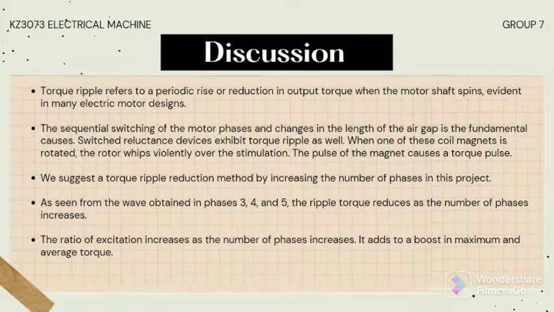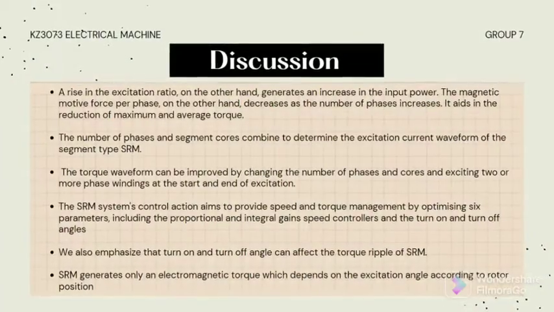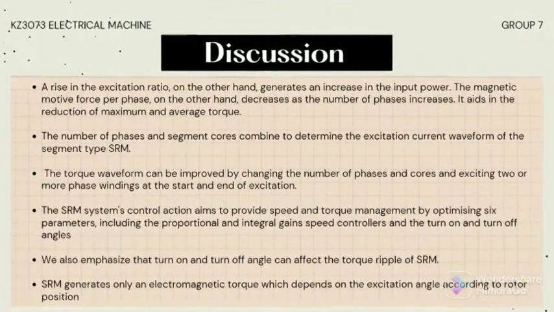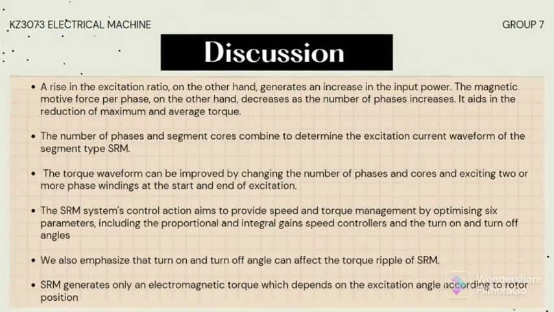Next, we suggest a torque ripple reduction method by increasing the number of phases in this project. As seen from the waves obtained in phases 3, 4, and 5, the ripple torque reduces as the number of phases increases. The ratio of excitation increases as the number of phases increases. It adds to a boost in minimum and average torque. A rise in the excitation ratio, on the other hand, generates an increase in the input power. The magnetic motive force per phase, on the other hand, decreases as the number of phases increases. It aids in the reduction of maximum and average torque.